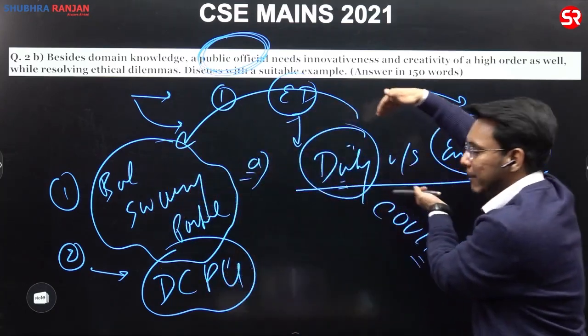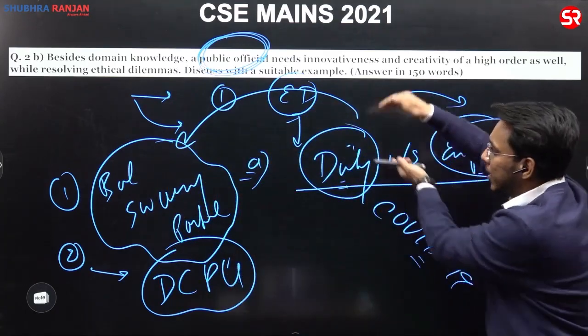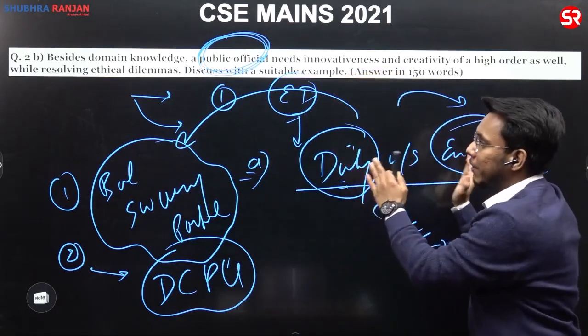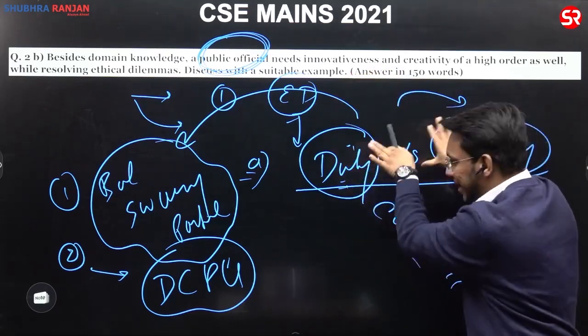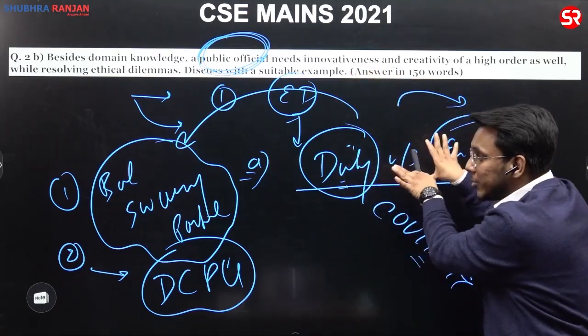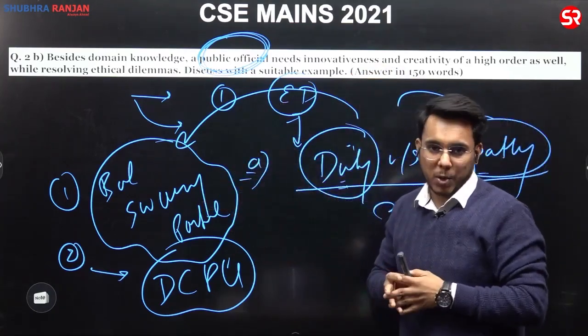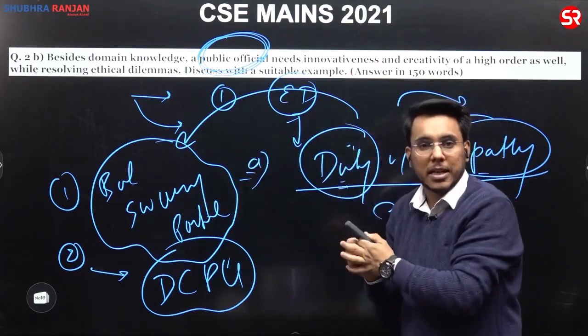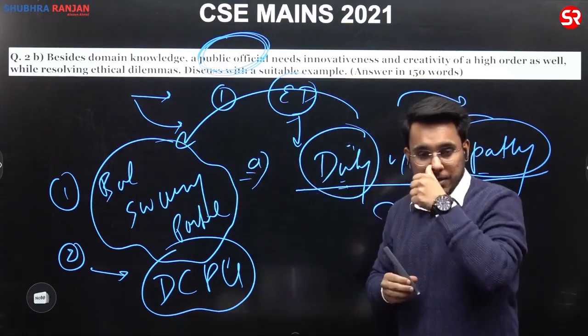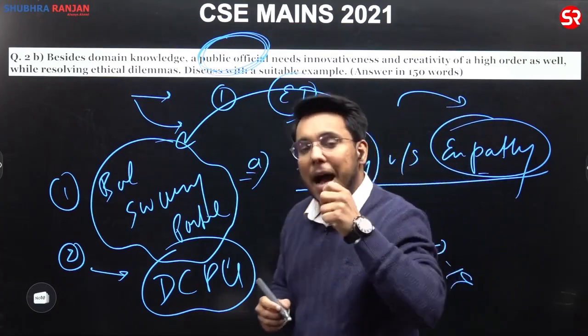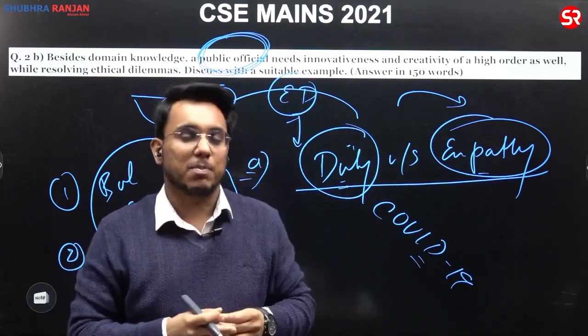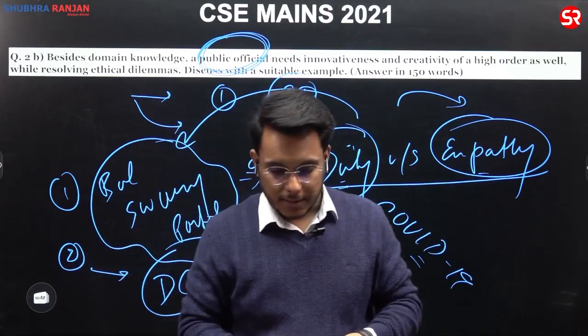Fine. Why? Because an ethical dilemma is there. So give a suitable example. You need to give the example of the dilemma. We have given the example of the dilemma, but how this dilemma got solved through creativity, this is also something you can provide here. Now, this is not something new. It was there in the newspapers. Clear? So keeping an eye on current affairs also becomes very important. Clear? That is one thing.